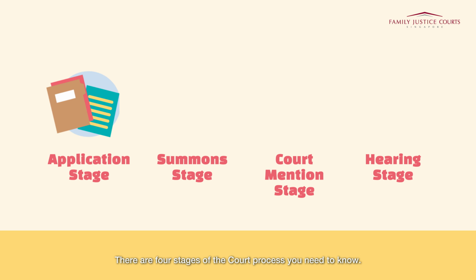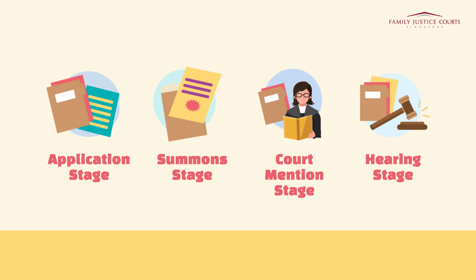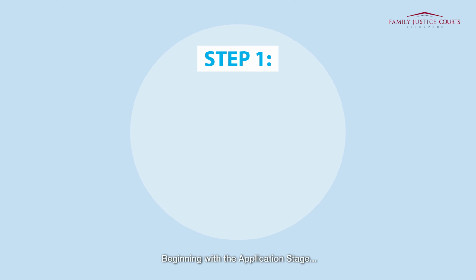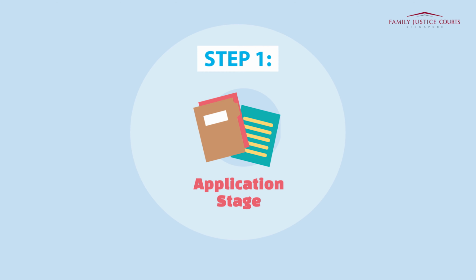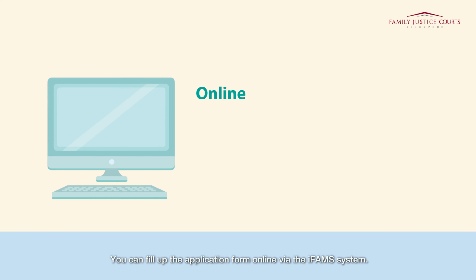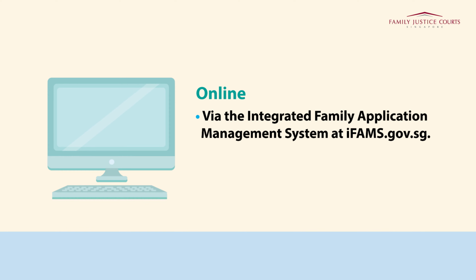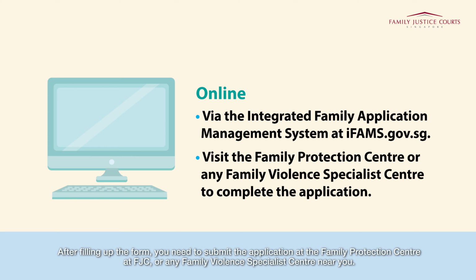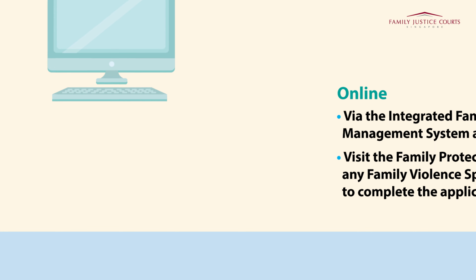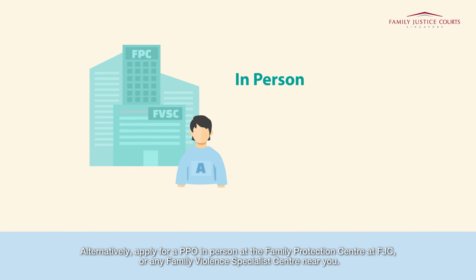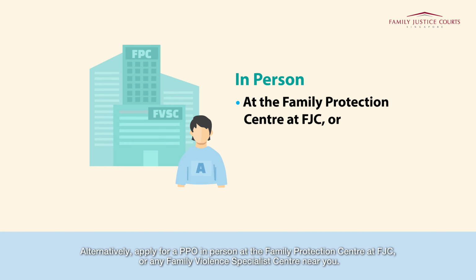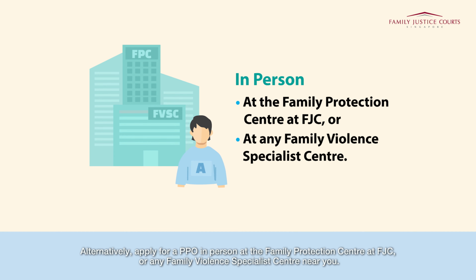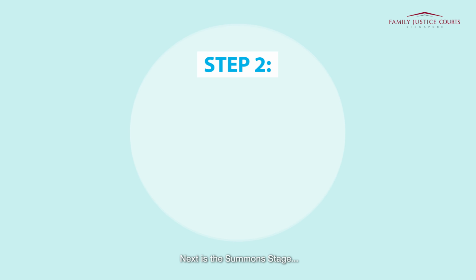There are 4 stages of the court process you need to know. Beginning with the application stage. You can fill up the application form online via the iFAMS system. After filling up the form, you need to submit the application at the Family Protection Center at FJC or any family violence specialist center near you. Alternatively, apply for a PPO in person at the Family Protection Center at FJC or any family violence specialist center near you. Next is the summons stage.